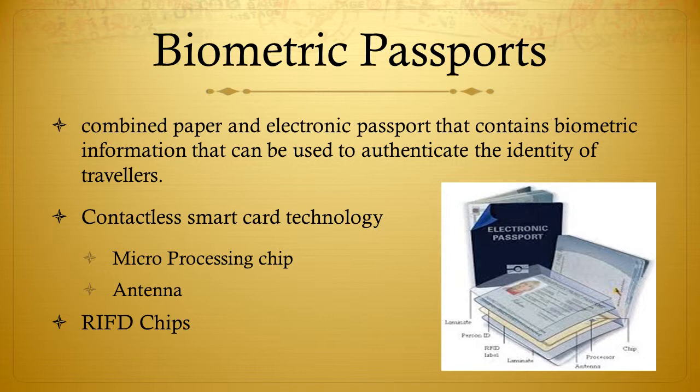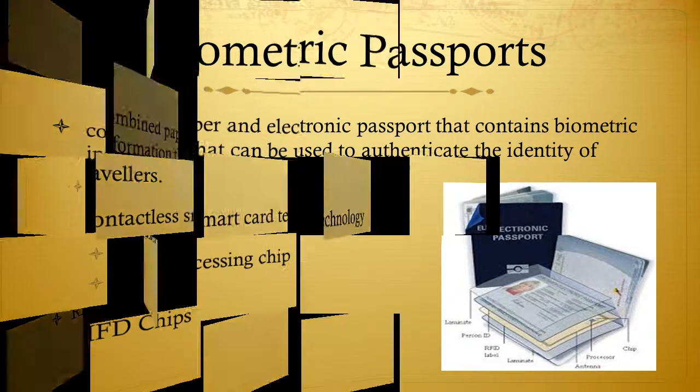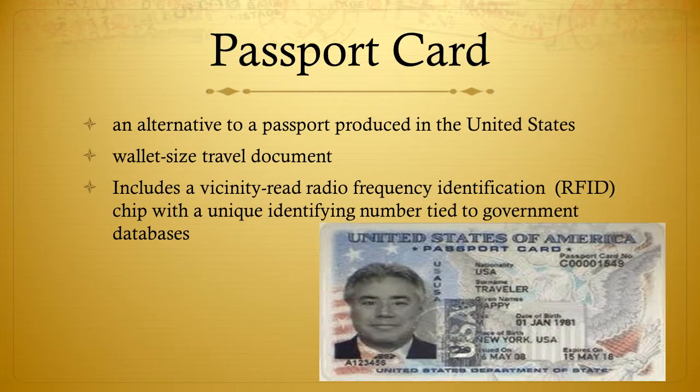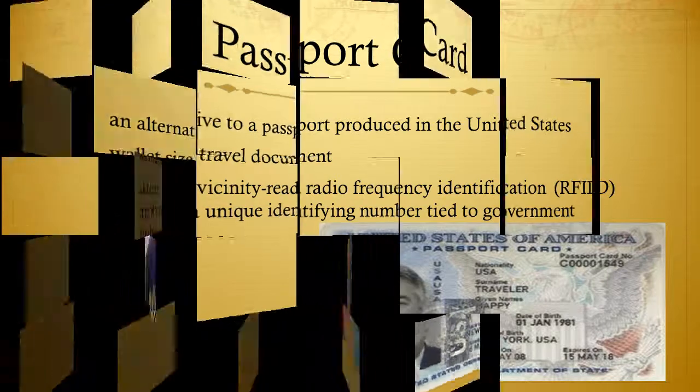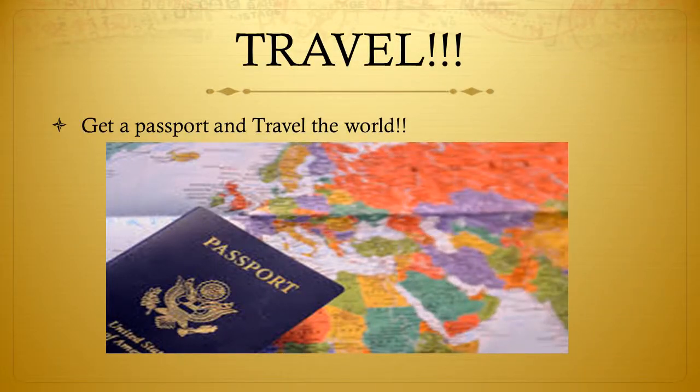It uses contactless smart card technology, including a microprocessing chip and antenna that is embedded in the passport. It also has radio frequency identification chips in them. The passport card includes a vicinity read radio frequency identification chip with a unique identifying number tied to the government databases.